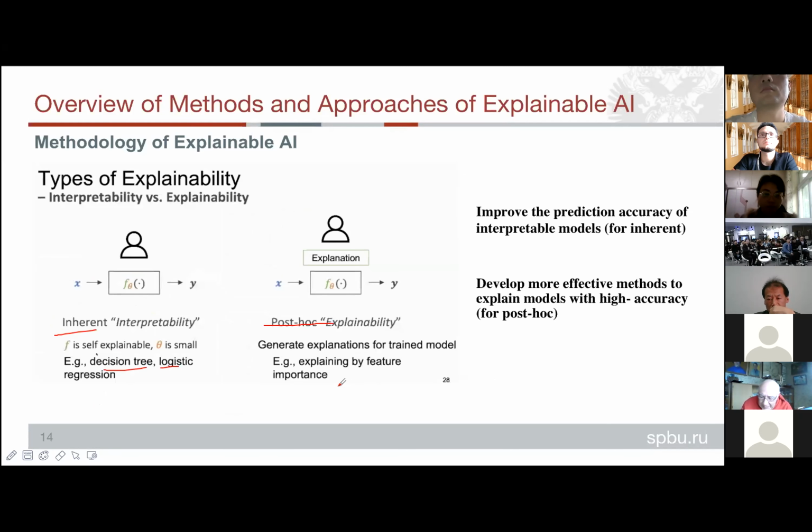Now, these researchers reduced the conflict between explainability and the prediction accuracy in two ways. The first is to improve the prediction accuracy of interpretable models. The second is to develop more effective methods to explain models with high accuracy.